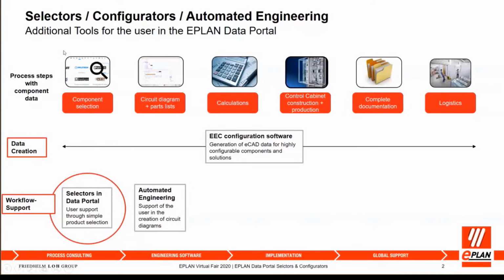So we've spoken about the importance of component information in the selection process. Users are able to select data within the data portal, and then they use this information to create circuit diagrams and part lists, and then figure out calculations, move into production, which is in the control cabinet and construction. They're able to complete the documentation and logistics. With selectors and configurators, they continue to help the engineer in supporting their workflow even more in depth.